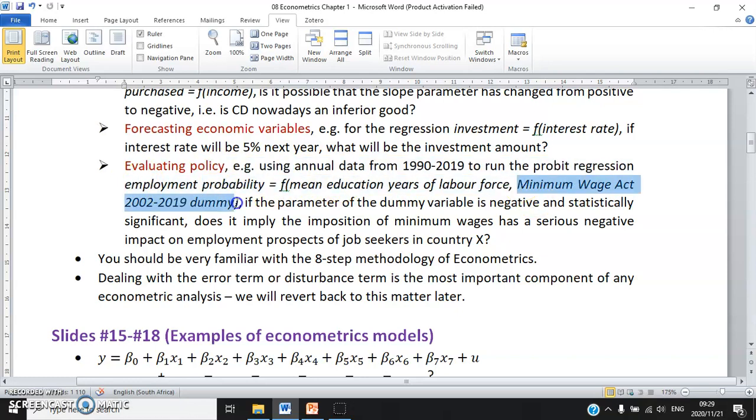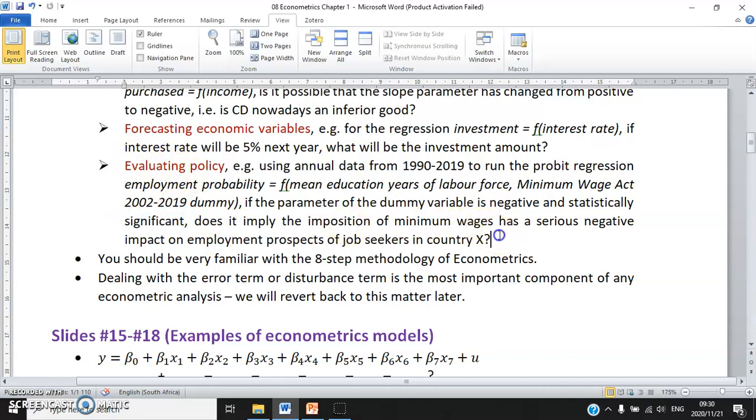And then the other one is the Minimum Wage Act dummy, which started from 2002 actually. So this dummy will be equal to 0 from 1990 to 2001, and when the act became official from 2002, then this dummy equals 1 from 2002 onwards all the way to 2019. Now I want to focus on the parameter of this explanatory variable. If the parameter of this minimum wage act dummy is negative and statistically significant, then it means that relates to this policy evaluation part.